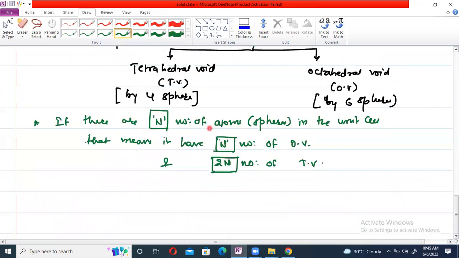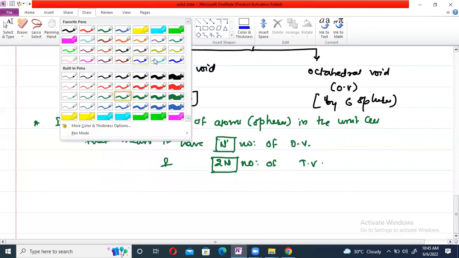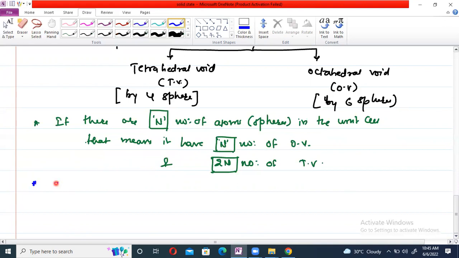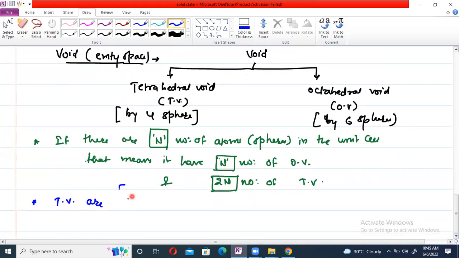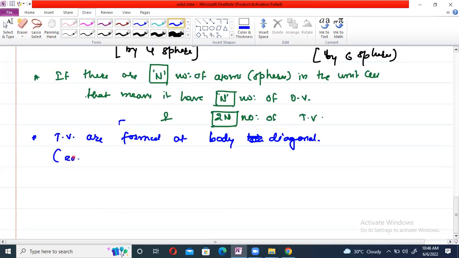And one more point, we'll see beta where this tetrahedral void and octahedral void will form. So just for our convenience, I will tell you beta. Tetrahedral voids are formed at the body diagonals. This is a point to remember. Means indirectly what we can say beta, each body diagonal will have 2 tetrahedral voids.